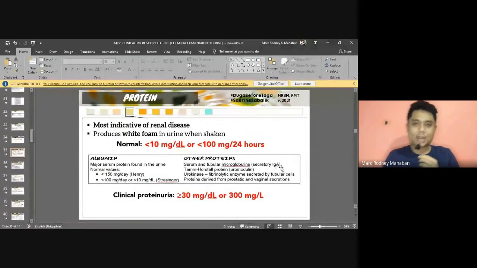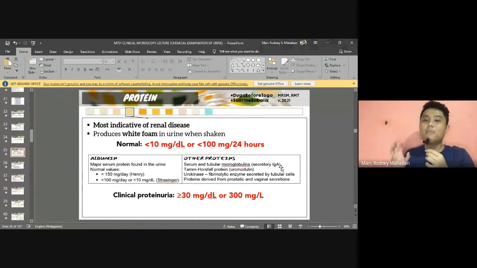Now, protein. Among all the parameters of your reagent strip, this is considered to be the most indicative of renal disease. Of course, because in normal urine, dears, there should be no protein or only little amounts of protein. And the presence of protein in urine really signifies a clinical manifestation of a disease, and usually this is indicative of renal disease. So among all the reagent strip parameters, it's the protein that can indicate renal disease.